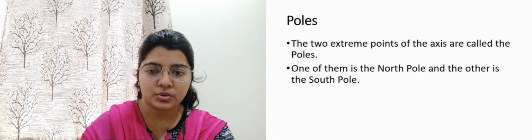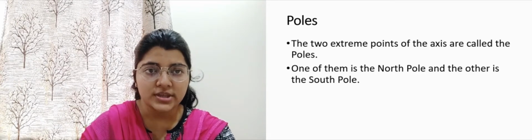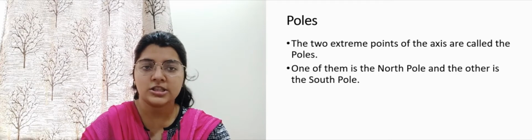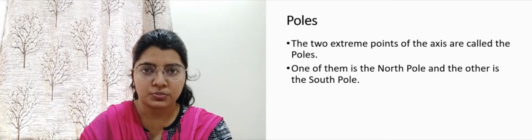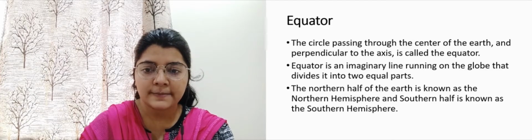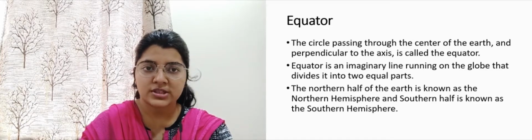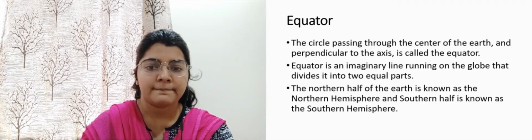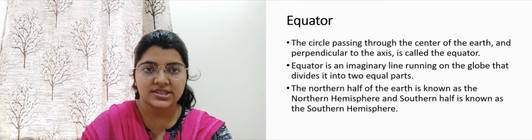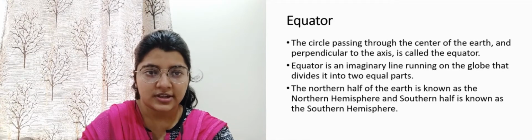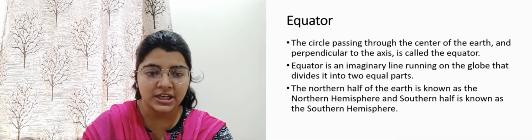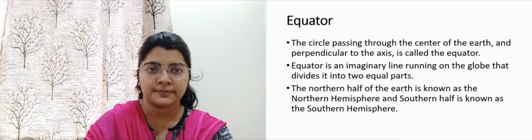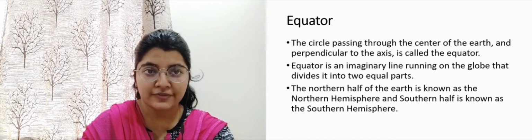So what are poles? The two extreme points of the axis are known as its poles, one being the north pole and the other being the south pole. Next we have the equator. All of you must know what the equator is. The circle passing through the center of the earth and perpendicular to the axis is called the equator. This is the definition of equator and you need to remember it as it is.